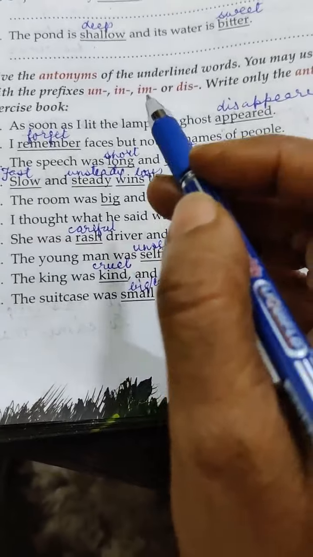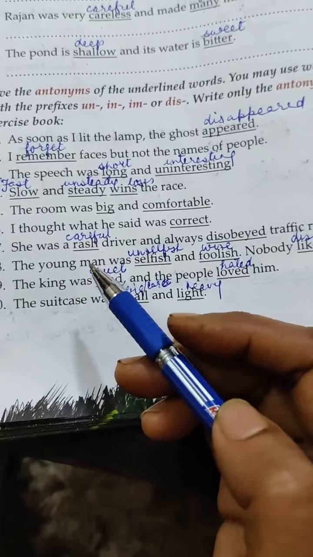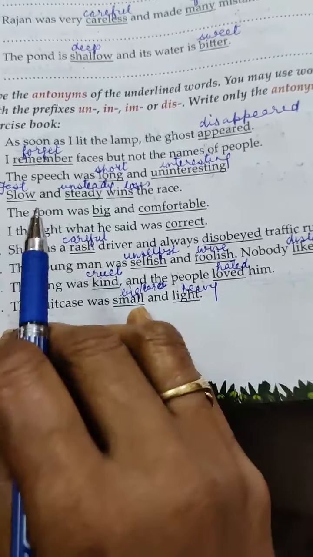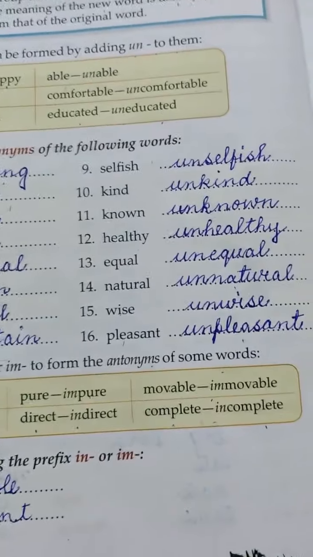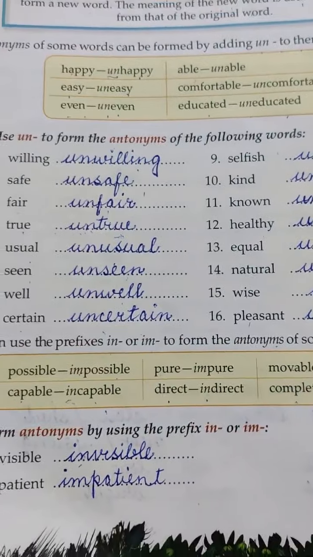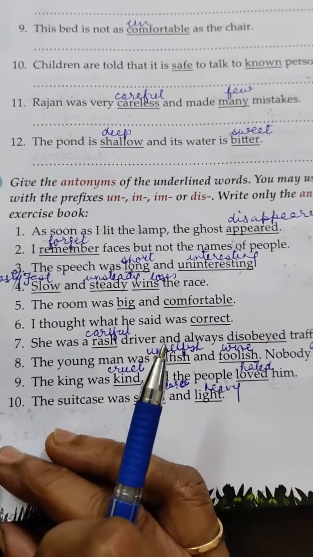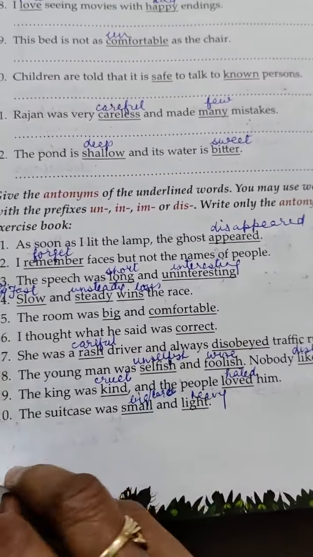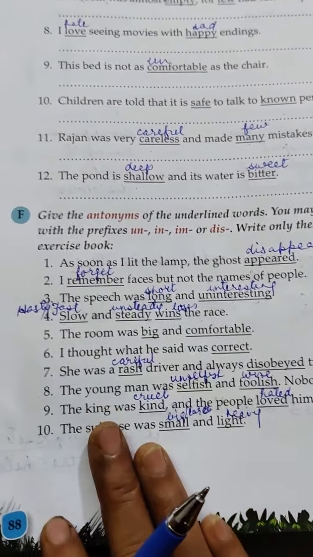Alright. So this exercise I will send you the image and you will do it in the copy. This exercise E, you will do in the book. Rest all you will do in the book. Only exercise F you will do in the copy. Alright. Definitions of antonyms and this exercise I will send you the images.